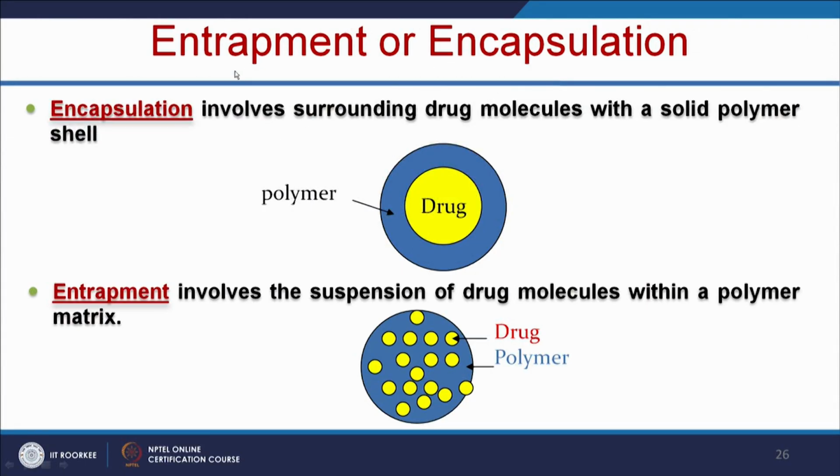So, let us see the difference between entrapment and encapsulation of drug. Encapsulation of drug involves surrounding the drug molecules with a solid polymer shell. So, this yellow color is the drug and it is surrounded by a polymer. Entrapment involves the suspension of drug molecules within a polymer matrix. You can see here this yellow is a drug and this blue color is a polymer. So, the drug is entrapped in the polymer matrix.